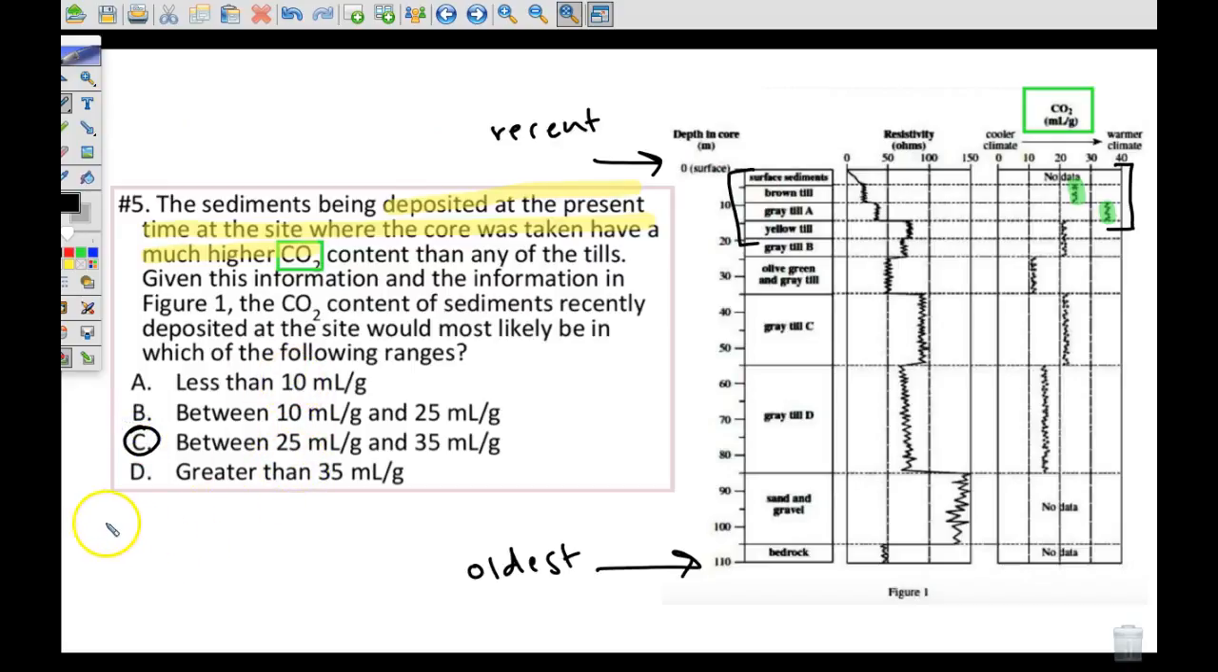So to recap, our first answer was C, our second answer was D, our third answer was B, our fourth answer was C, and our fifth answer was C.